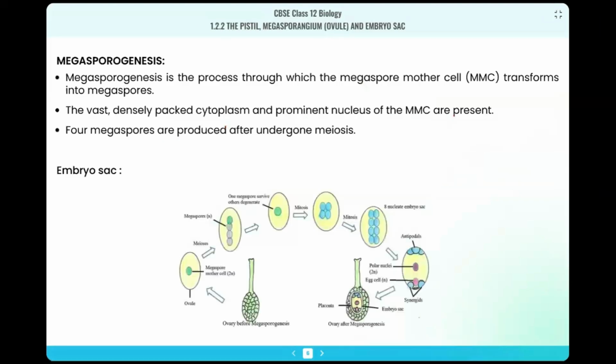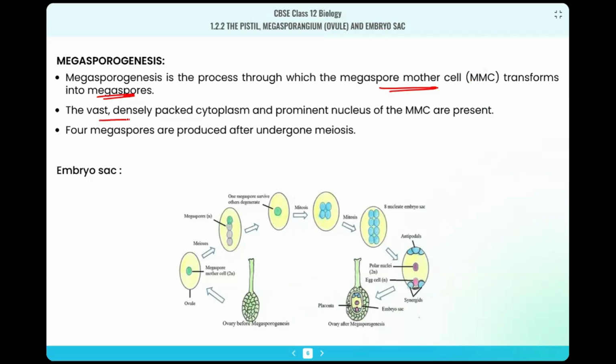Now we are moving into detail into megasporogenesis. Megasporogenesis is a process through which the megaspore mother cell transforms into megaspores. As we discussed there, the pollen mother cell was transforming into the microspore. So here the megaspore mother cell is transforming into the megaspores, that is the female gametophyte.